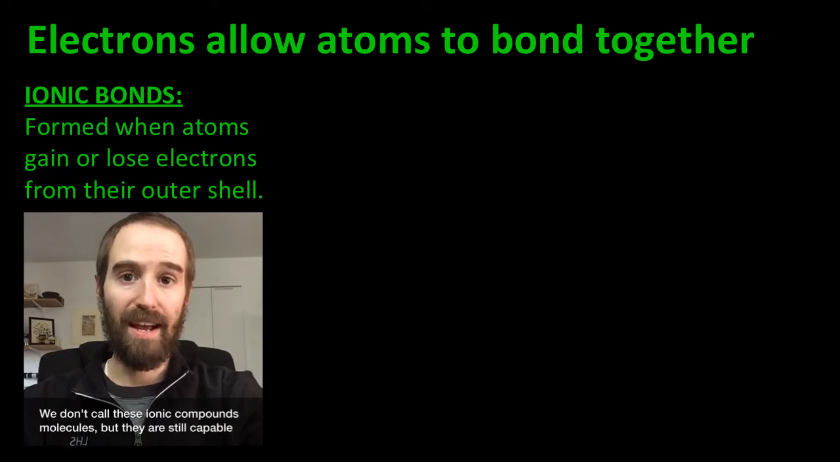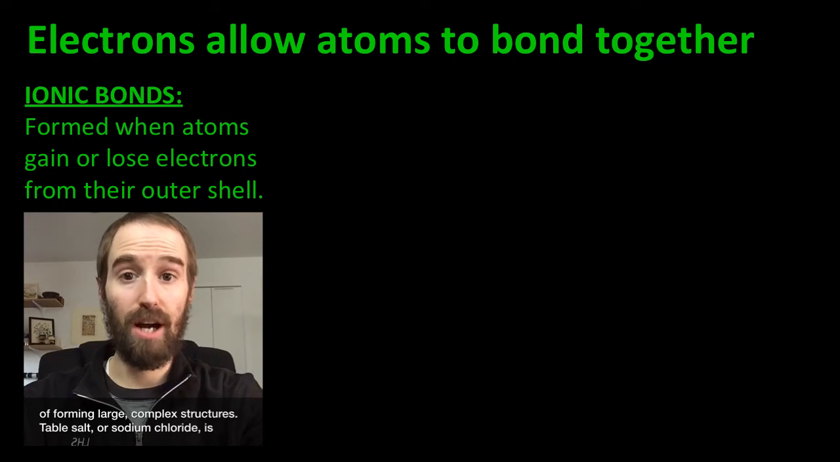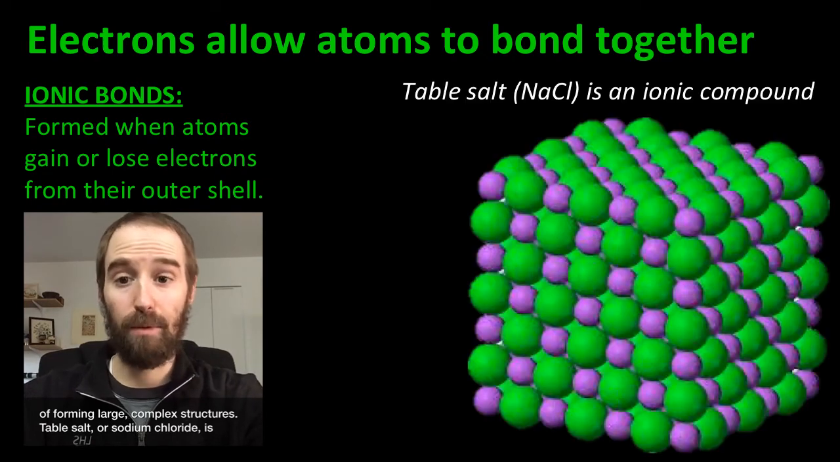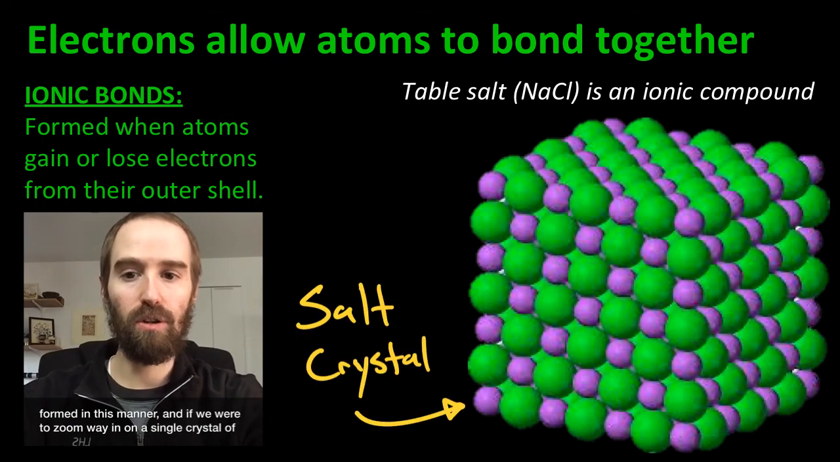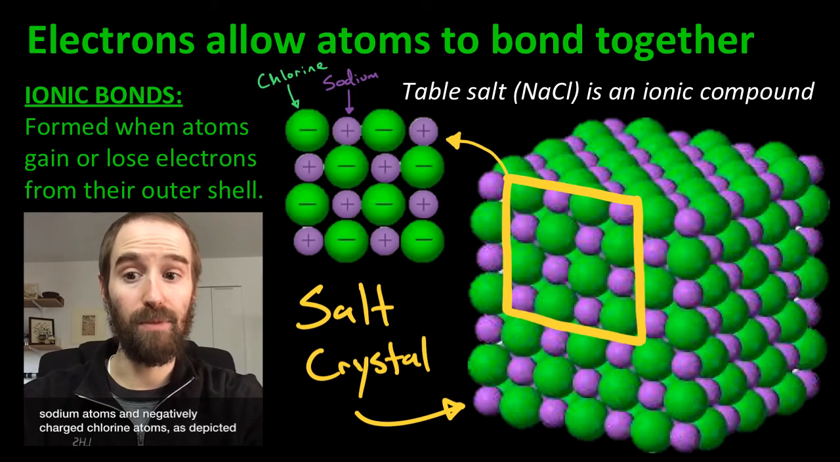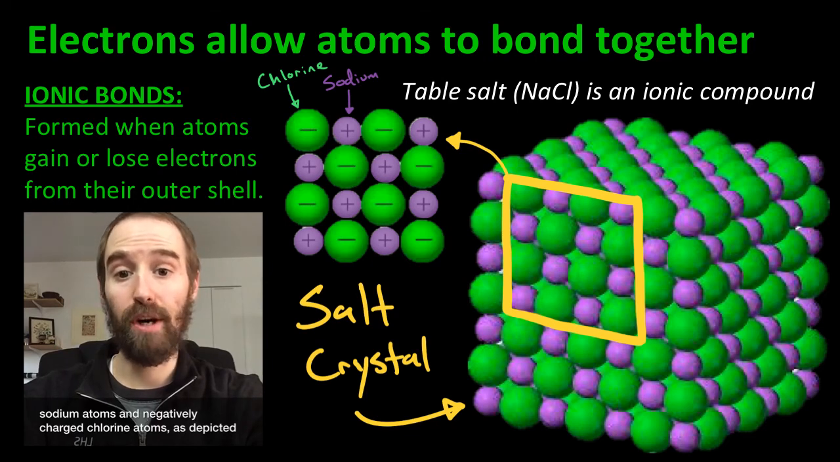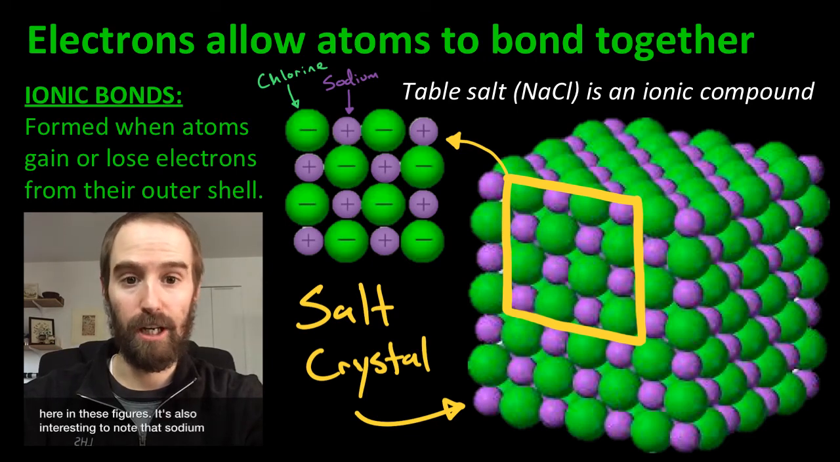We don't call these ionic compounds molecules, but they are still capable of forming large, complex structures. Table salt, or sodium chloride, is formed in this manner, and if we were to zoom way in on a single crystal of salt, we would find an alternating lattice pattern of positively charged sodium atoms and negatively charged chlorine atoms, as depicted here in these figures.